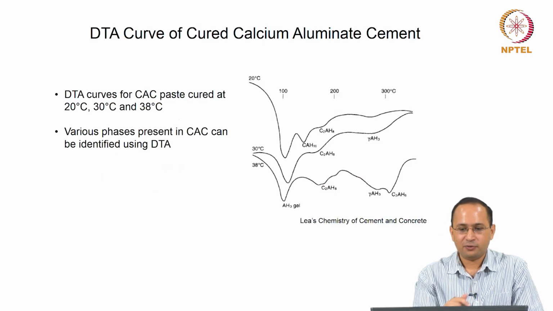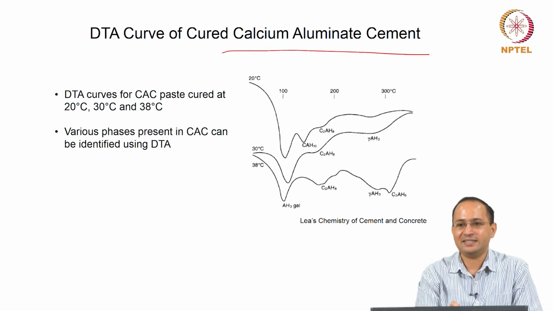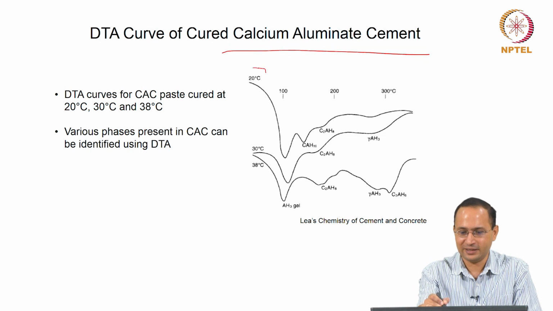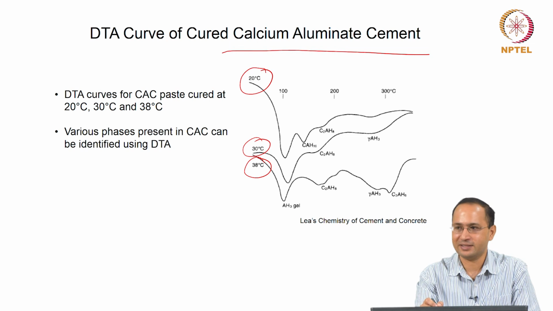Okay, DTA curve for cured calcium aluminate cement, CAC. Calcium aluminate cement is also different, it is not Portland cement. It has calcium aluminate which hydrates and forms calcium aluminate hydrate. We talked about the conversion, that is what happens at high temperature. So you can see here the DTA curves of cured calcium aluminate cement, and cured means cured at different temperatures, 20 degrees Celsius, 30 degrees Celsius, 38 degrees Celsius. We talked about the conversion.